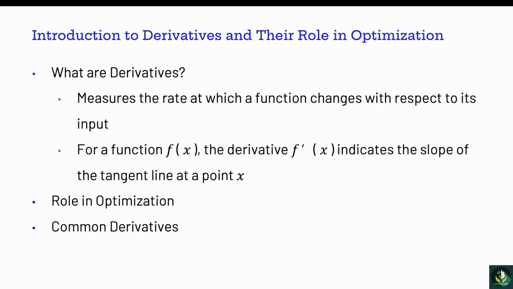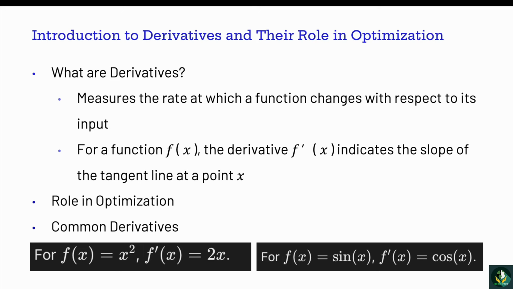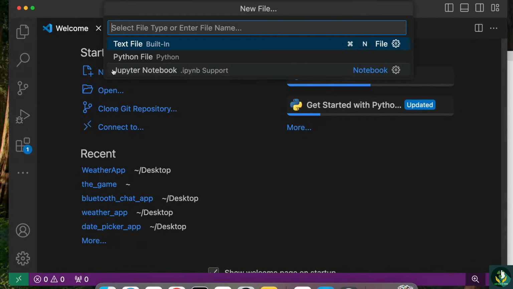So let's look at some of the common derivatives. We have f of x equal to x squared, and the first derivative is equal to 2x. And for f of x equal to sine x, the first derivative is equal to cos x. Now, how do we implement this in Python? We have a library called SymPy.